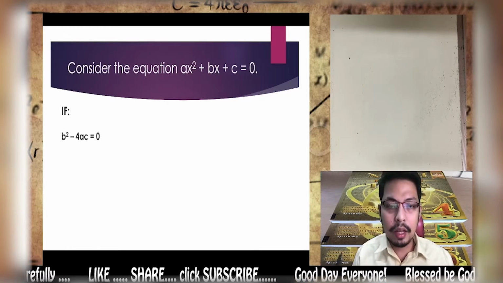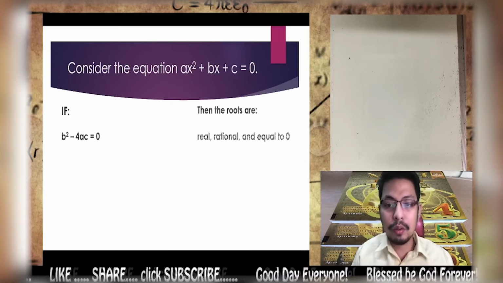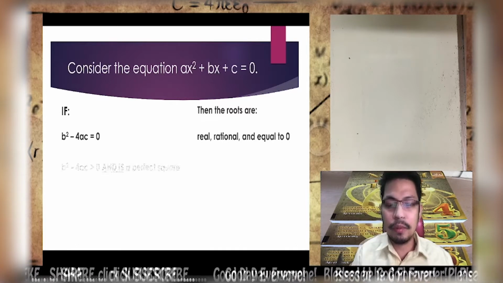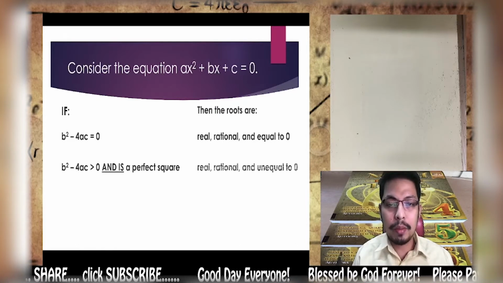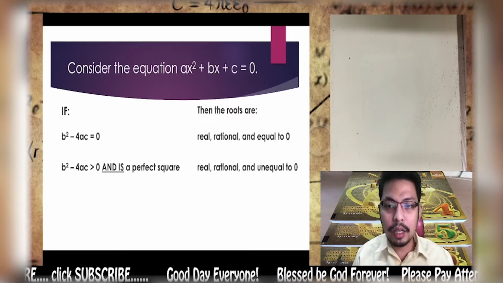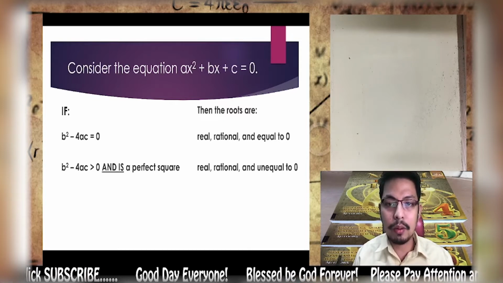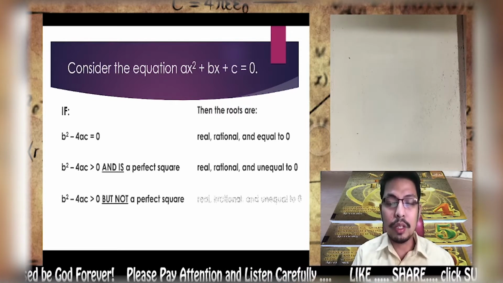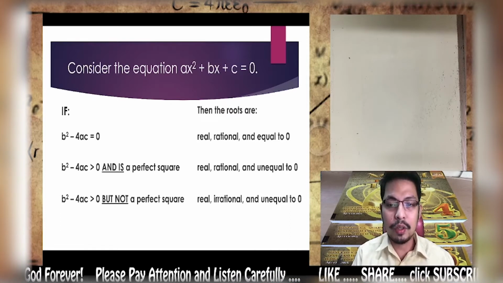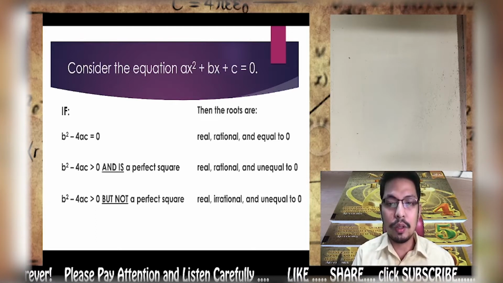If the discriminant or b squared minus 4ac is equal to 0, then the roots are real, rational, and equal. If the discriminant is greater than 0 and it is a perfect square, then the roots are real, rational, and unequal. If the discriminant is greater than 0 but not a perfect square, then the roots are real, irrational, and unequal.